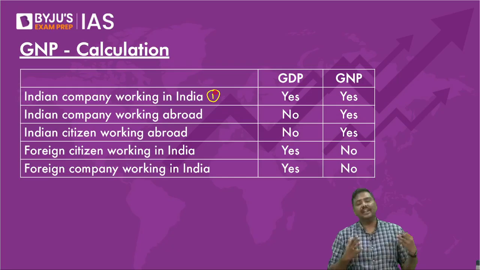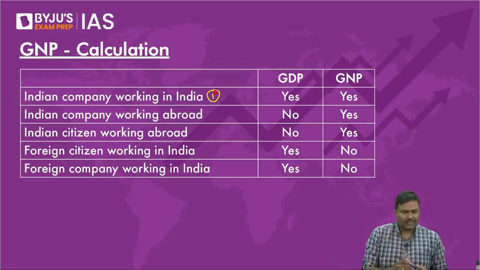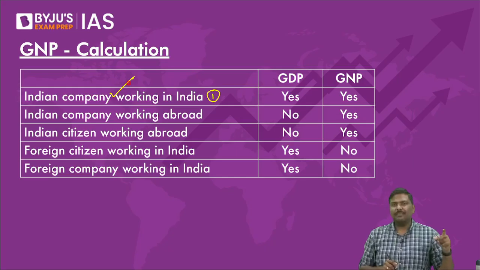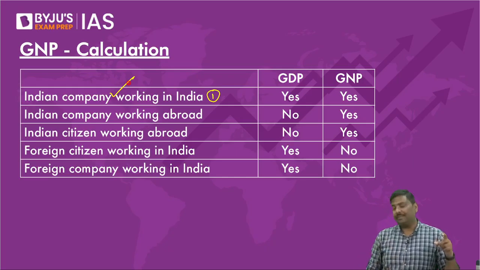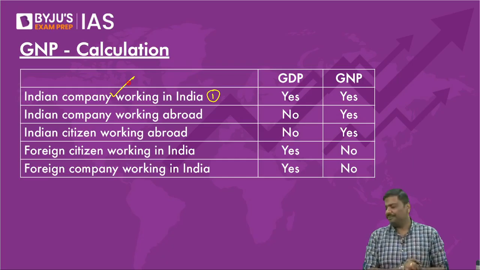First one, an Indian company is working in India, and let's say they have earned a profit. The profits are generated by the Indian company. Should it be counted as a part of GDP? Yes. Should it be counted as a part of GNP? Of course, yes, because it is an Indian company.